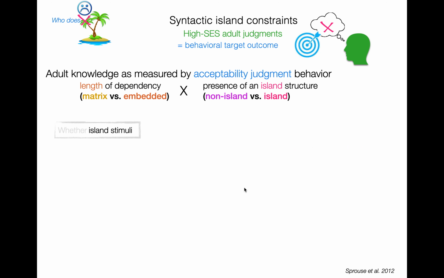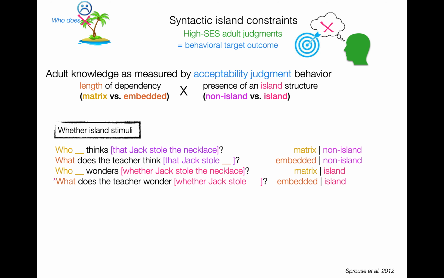You can do this, of course, with weather islands as well. So we have our matrix non-island, who thinks that Jack stole the necklace. You can make that embedded. What does the teacher think that Jack stole? You can go back to having a matrix dependency, but have now your weather island structure here, right? Who wonders whether Jack stole the necklace? And then finally, your embedded dependency with that island structure. What does the teacher wonder whether Jack stole?